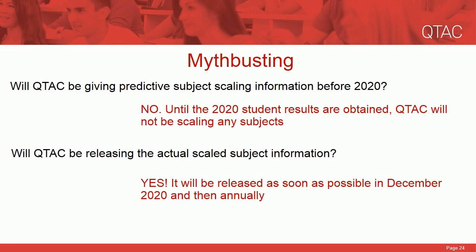Will QTAC provide any predictive scaling information before 2020? No, we won't be trying to predict how certain subjects scale. QCAA is introducing a number of new subjects, and these will impact on student enrollments in current subjects. This will definitely skew any attempt to predict inter-subject scaling. Schools have historical scaling information which may be used as a guide. QTAC will be releasing the actual scaled subject information as soon as it is available in December 2020.